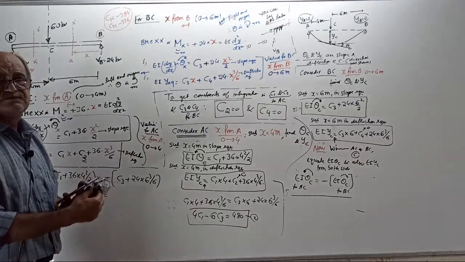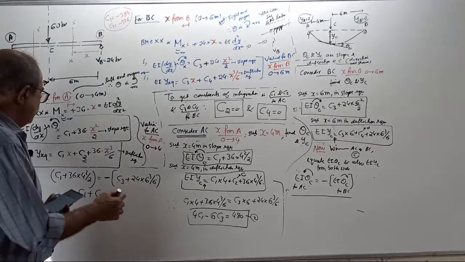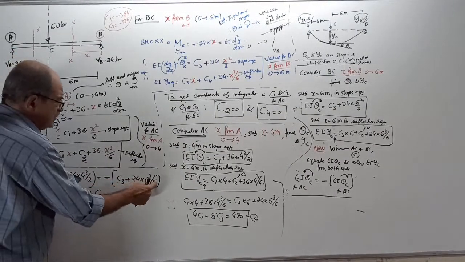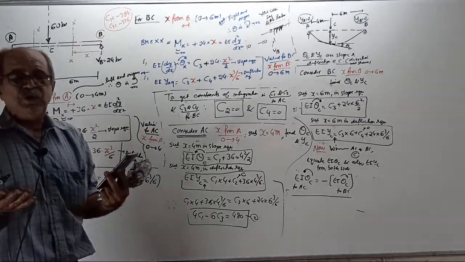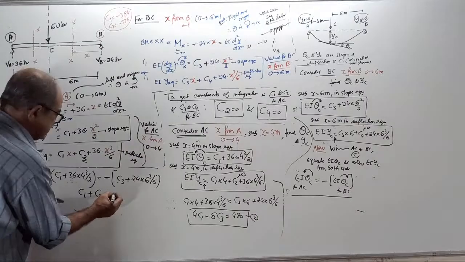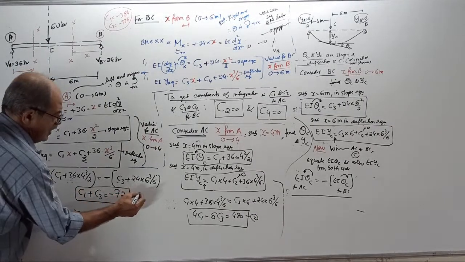Number, how much? Tell the first number. See, again you are wasting time. You minus 24 into 6 cube by 6 minus 36 into 4 square by 2. For this one you require this much time. Minus 720. Minus 720. Equation number 1.